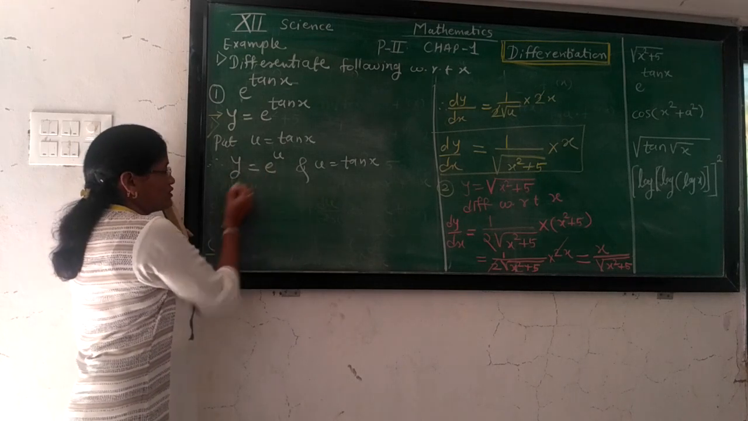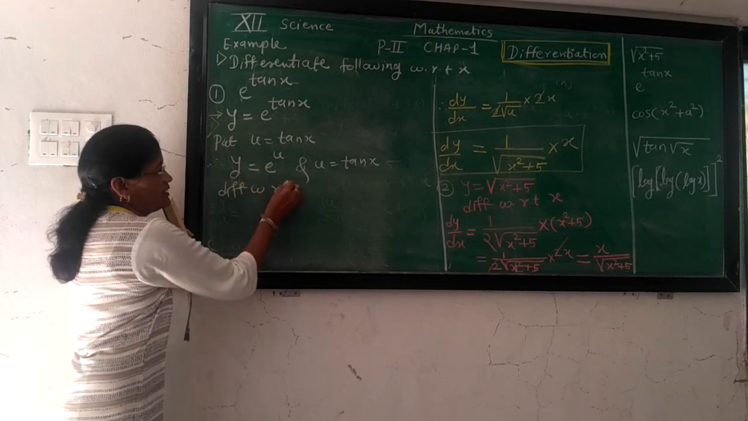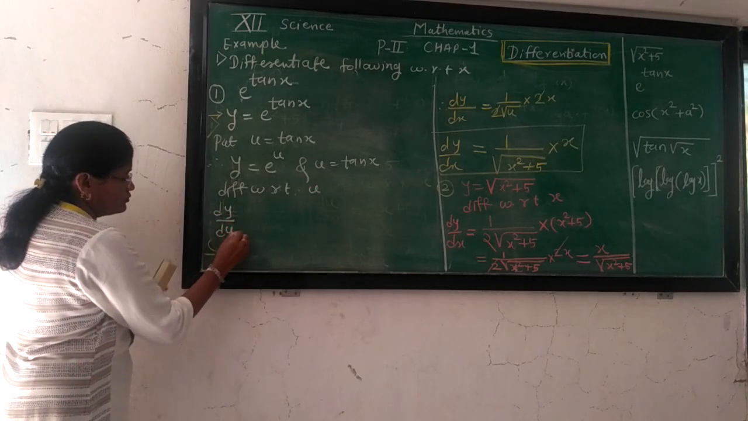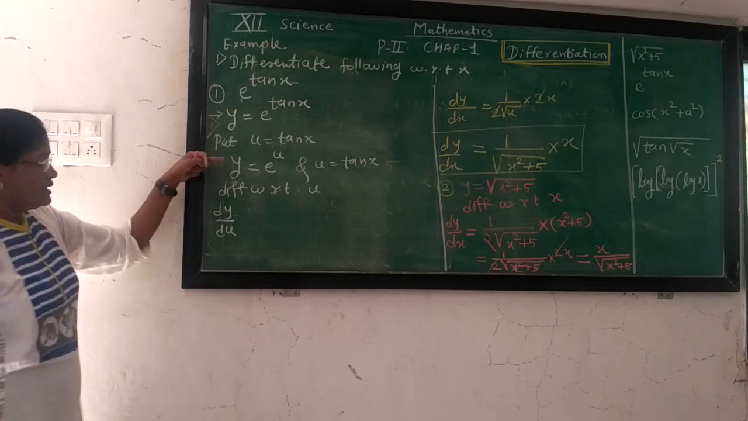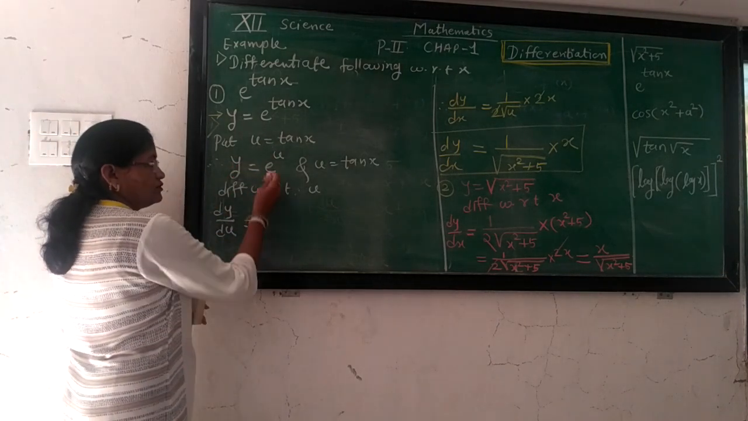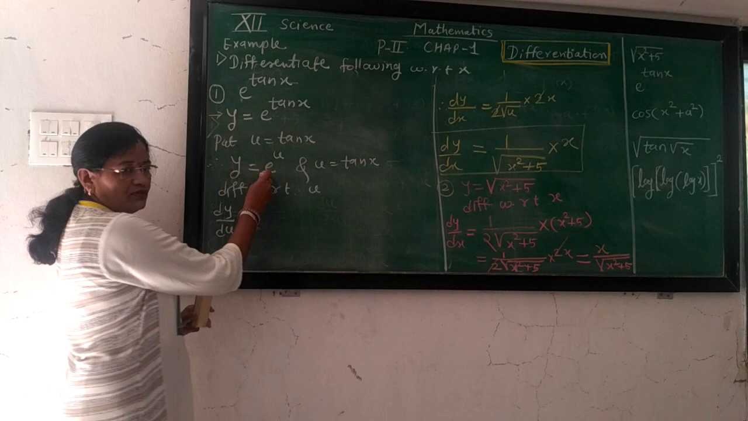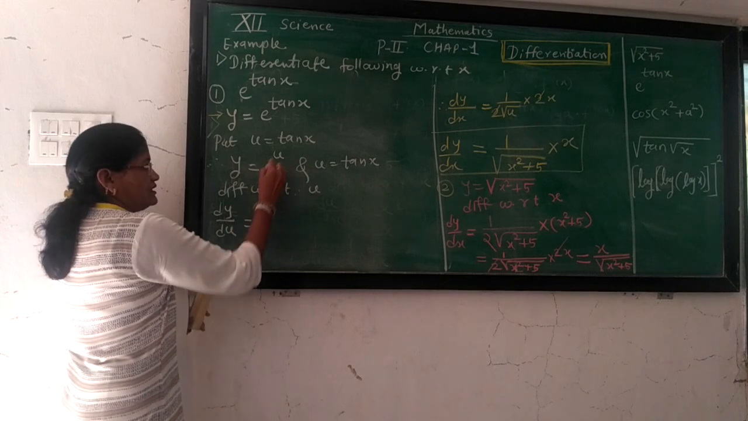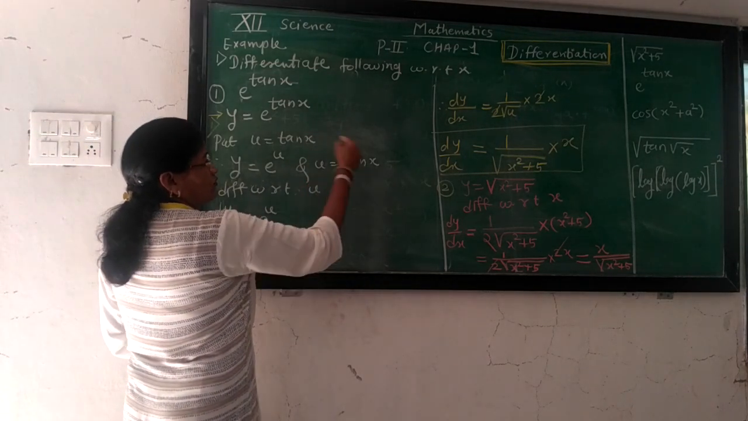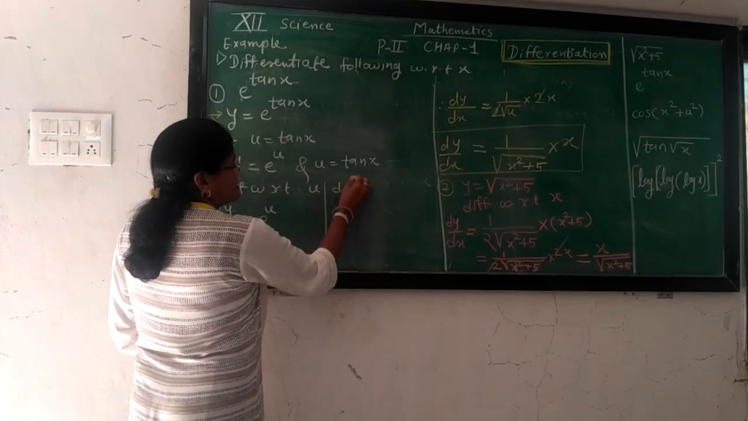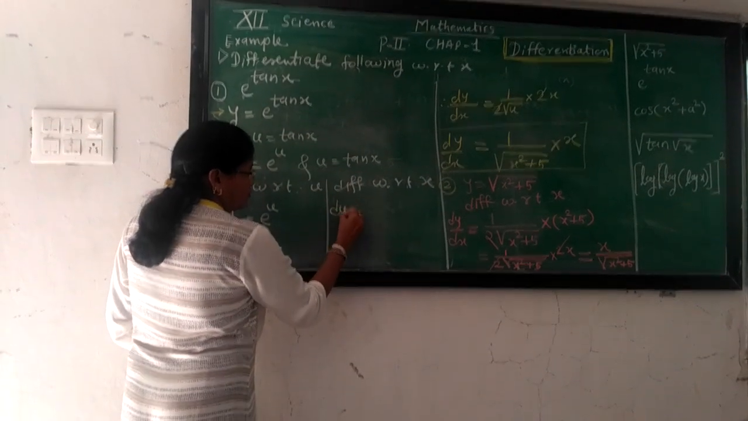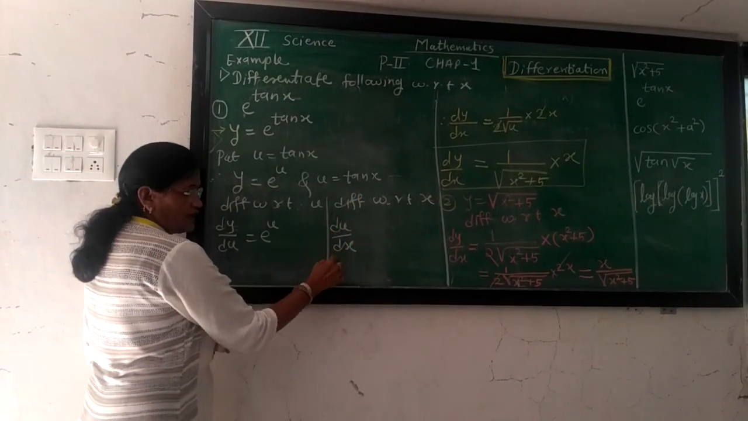So as y is a function of u, take the differentiation of this y with respect to u. So the derivative of this y with respect to u is dy by du. dy by du is equal to the derivative of e raised to u. For the exponential function, its derivative always remains as it is. So the derivative of e raised to u is e raised to u. Now find the derivative of this u with respect to x. So differentiate this u with respect to x. So the derivative of u with respect to x is du by dx.